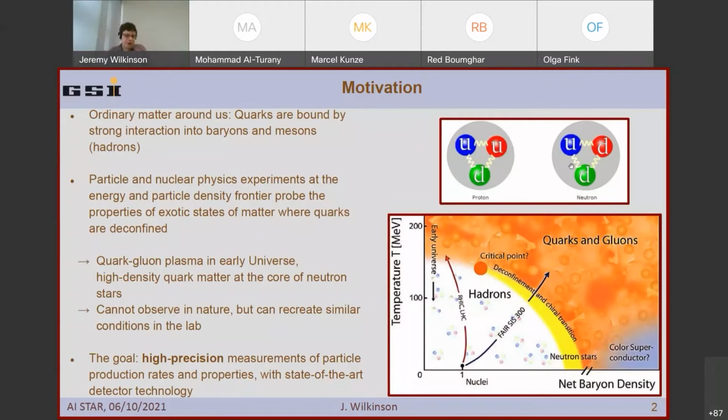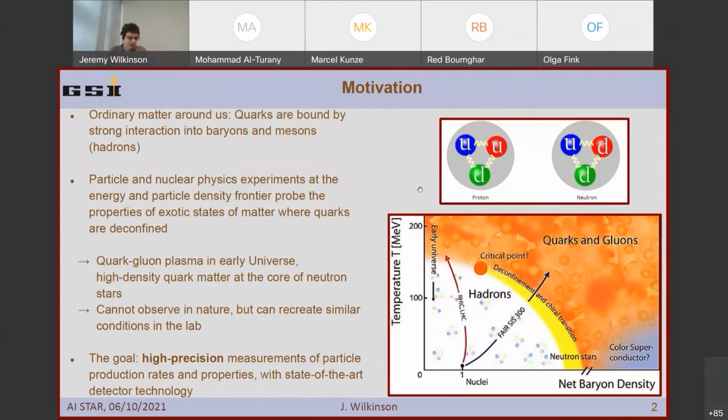So generally speaking, in the ordinary matter around us, quarks are bound together by the strong interaction through a mechanism called confinement into baryons and mesons. The most common ones of these in ordinary matter are the proton and the neutron, which are 2 kinds of baryons. And what we want to do in particle and nuclear physics experiments is to probe exotic states of matter where these quarks can become deconfined from one another.